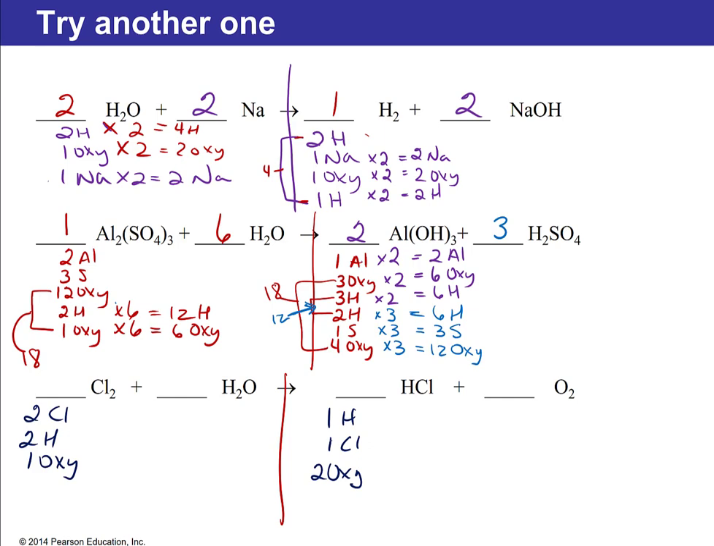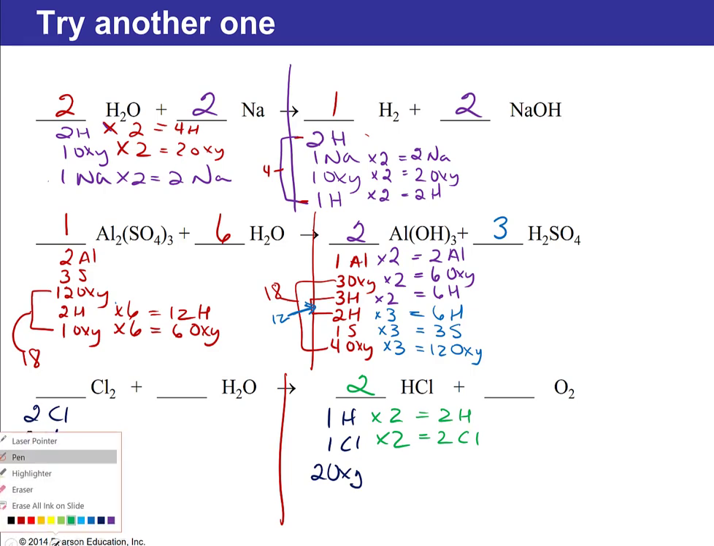So chlorines and chlorines, not balanced. Hydrogens and hydrogens, not balanced. Oxygen and oxygen, not balanced. None of them are balanced. So just pick one. So I'm going to balance my chlorines first. So 2 chlorines in the reactant side, 1 chlorine on the product side. That means that I am going to have to increase the number of chlorine by doubling the HCl. So this is times 2 and this is times 2. 2 hydrogens and 2 chlorines. So now my chlorines are balanced and look, I balanced my hydrogens. Great. Okay, so now the next thing I do is balance the oxygens.